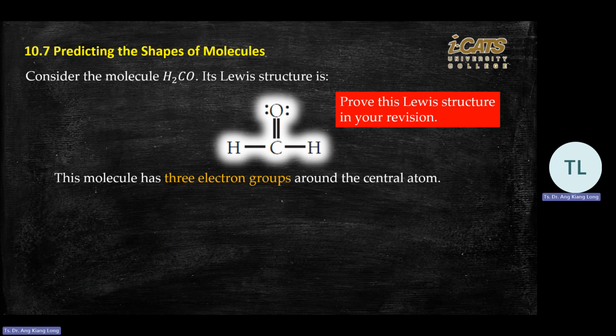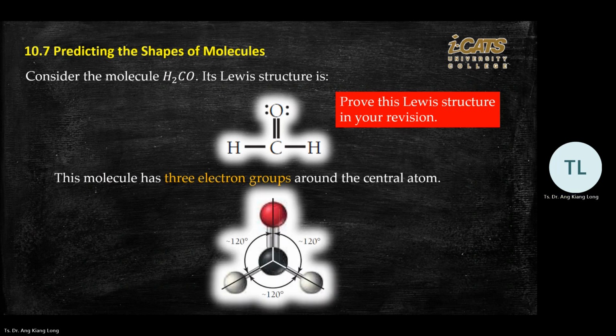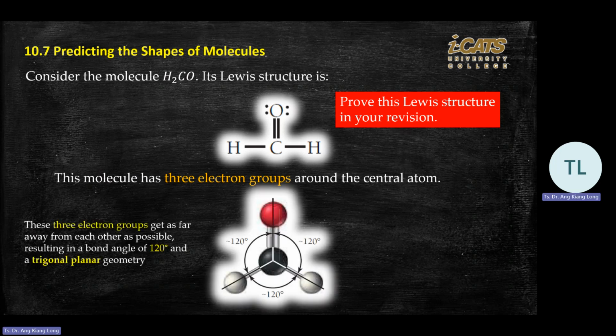That means 1, 2, 3. A double bond is counted as one group. A triple bond is also considered as one group. So you only count how many bonds you have. Here you have three electron groups. So you have something like this. It's called trigonal planar.